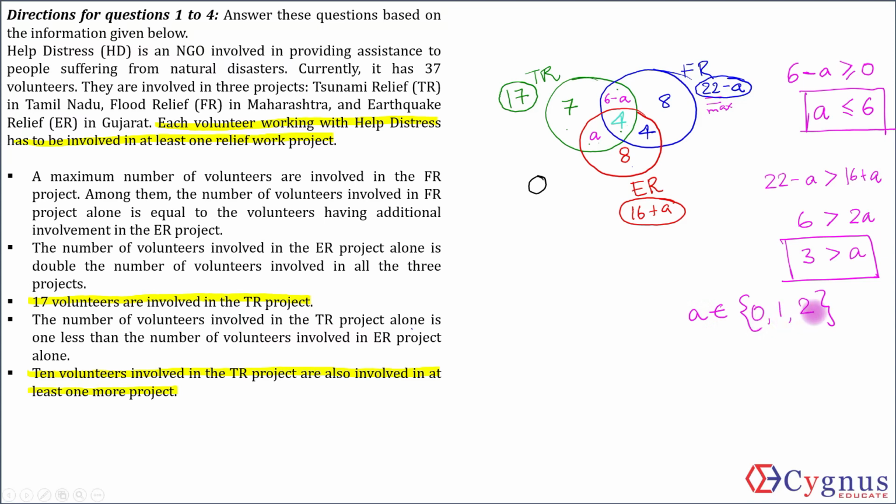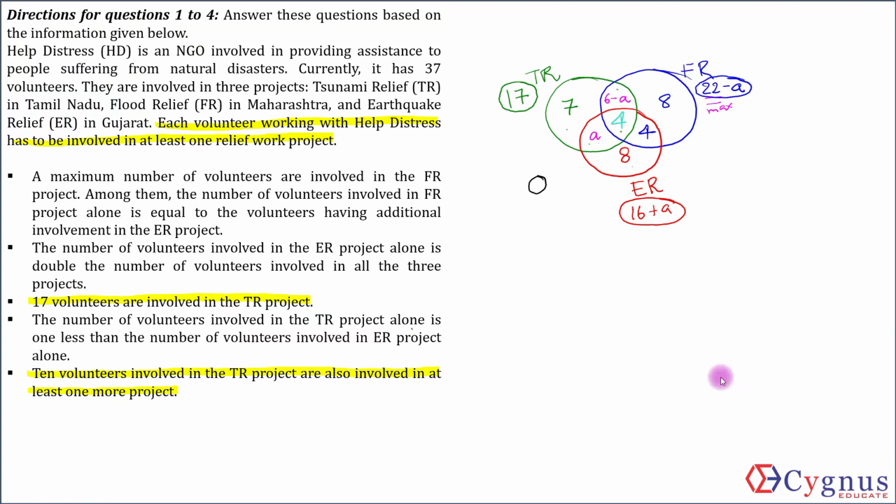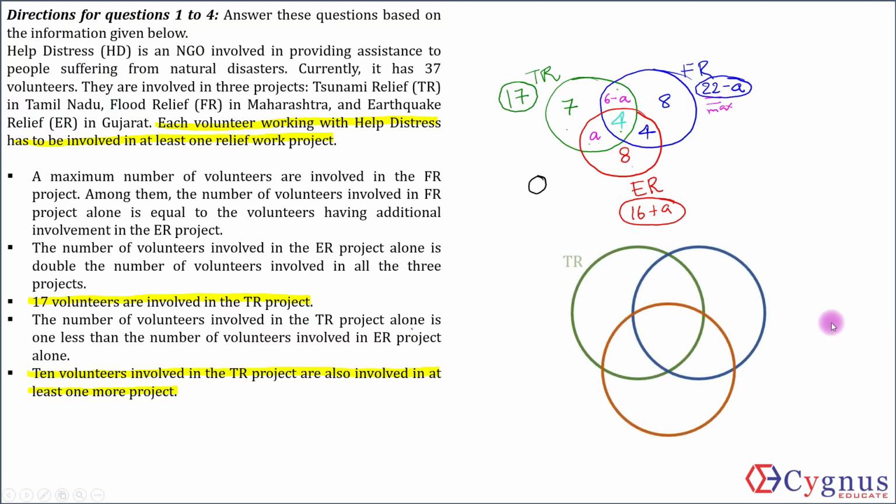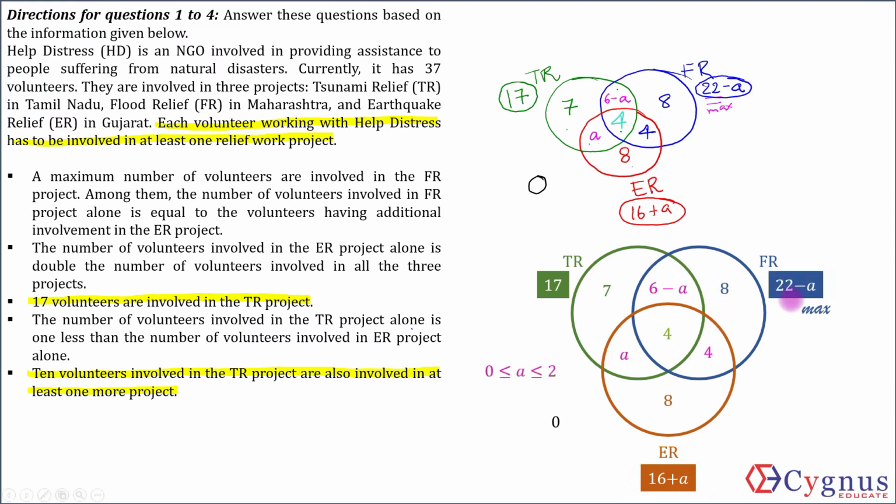So keeping that in mind, I'll just quickly redraft this solution. TR, FR, ER: 0, 17, 7, 8, 4, A, 6 minus A, 8, 4, 22 minus A, 16 plus A. This was supposed to be maximum. A should be greater than 0, A should be less than 6, and 22 minus A should be greater than 16 plus A. Hence we got that A should lie between 0 and 2. That means A can be 0, 1 or 2. I hope this Venn diagram is clear to all of us.